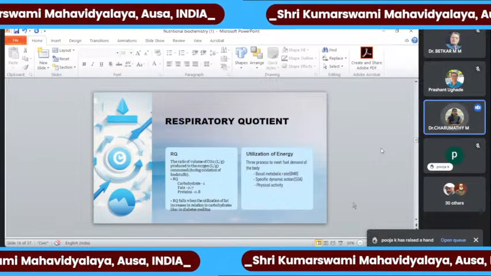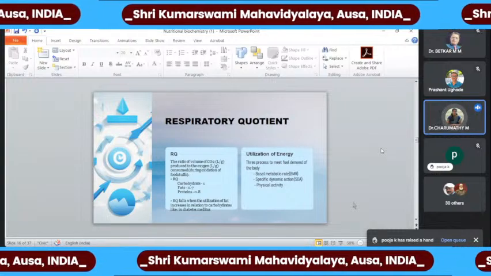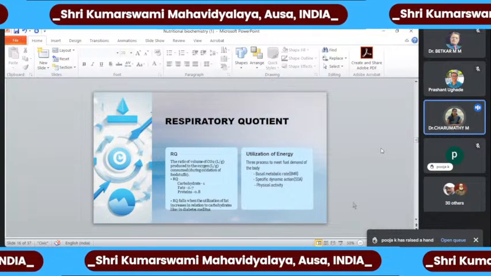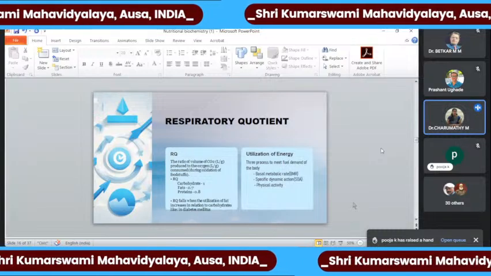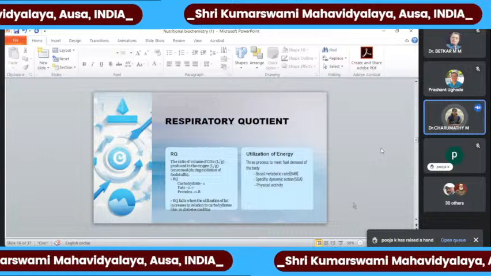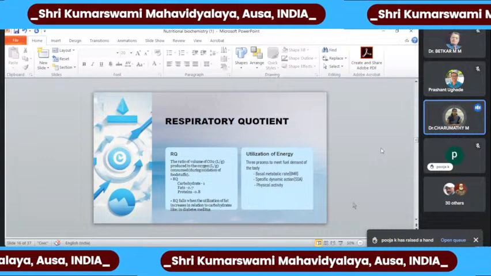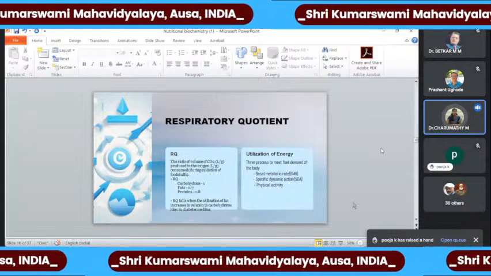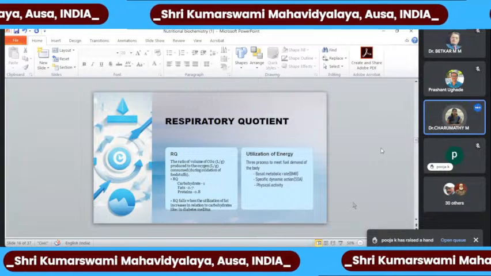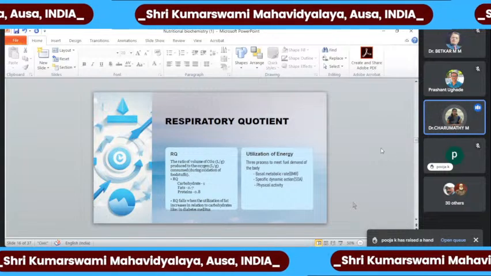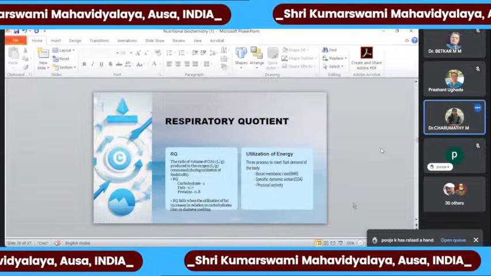So, the respiratory quotient of foodstuffs. The respiratory quotient is the ratio of the volume of carbon dioxide produced to the volume of oxygen consumed. When carbohydrates are completely oxidized, the RQ is close to 1. So that is the carbohydrate value, 1. And according to that, fats are 0.7 and protein 0.8.